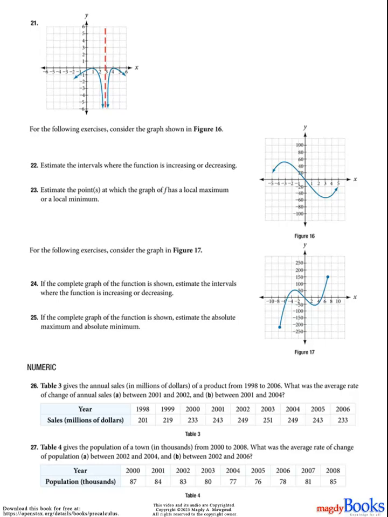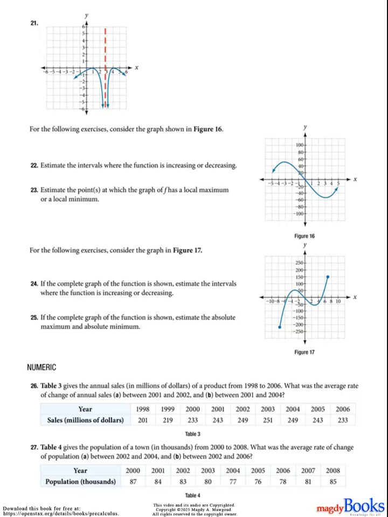Year. Population, thousands. For year 2000, population was 87,000. For year 2001, population was 84,000. For year 2002, population was 83,000.